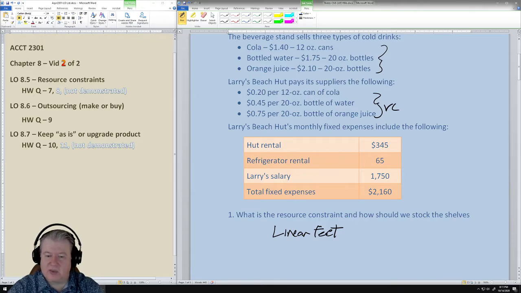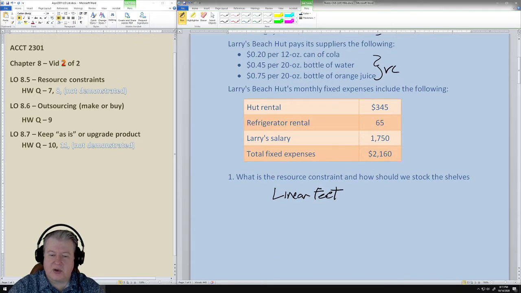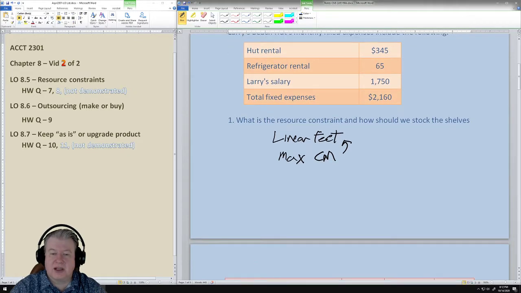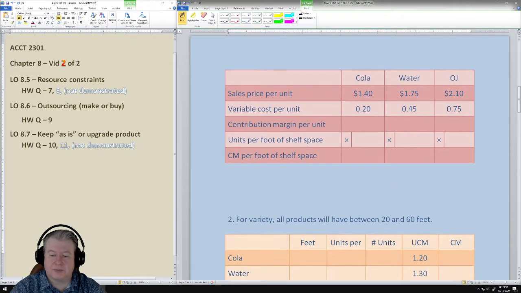According to what principle? Well, we're going to stock it according to what maximizes the contribution margin for every linear foot. So not what is the contribution margin per can, or what is the contribution margin per bottle. Because we've identified the constraint as being linear feet, we're going to recalculate these things as what is the contribution per linear foot. So let's take a look at it, see how that's done.